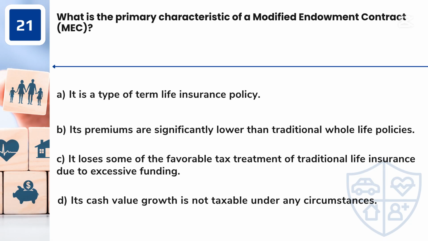Question 21. What is the primary characteristic of a modified endowment contract, MEC? A. It is a type of term life insurance policy. B. Its premiums are significantly lower than traditional whole life policies. C. It loses some of the favorable tax treatment of traditional life insurance due to excessive funding. D. Its cash value growth is not taxable under any circumstances.